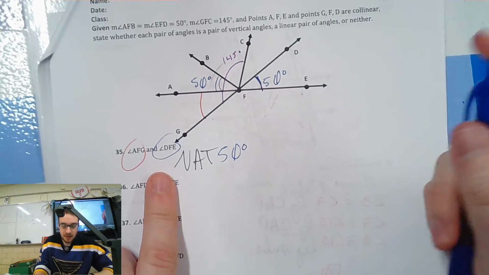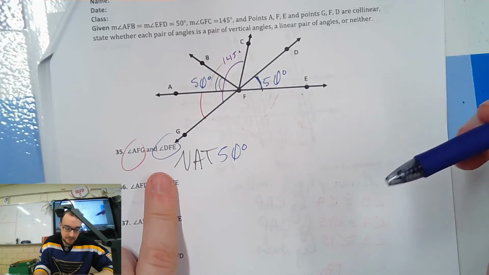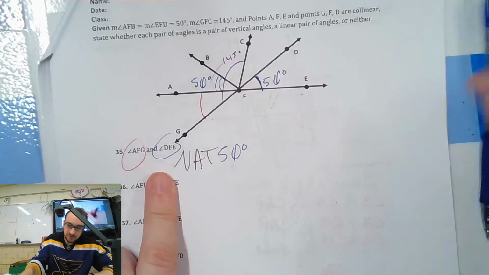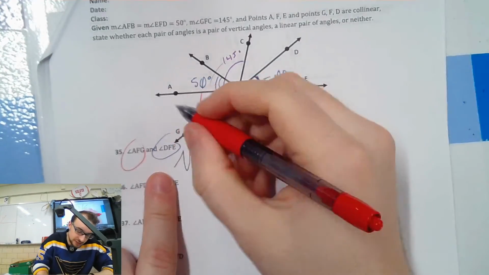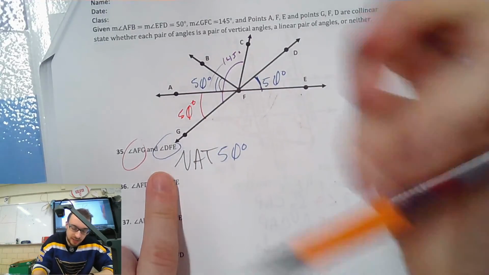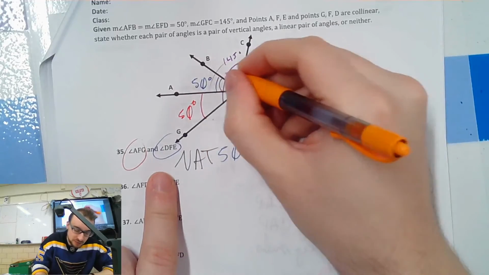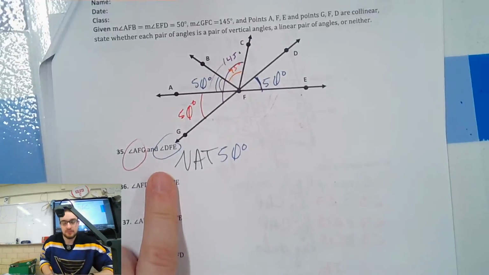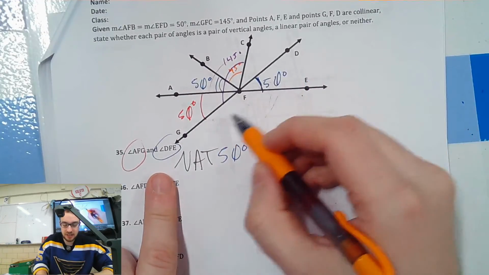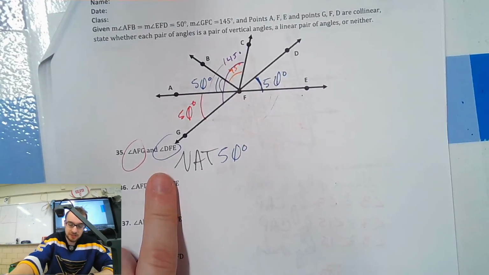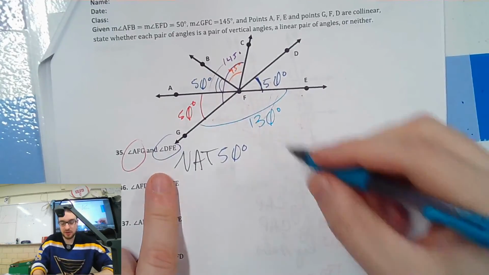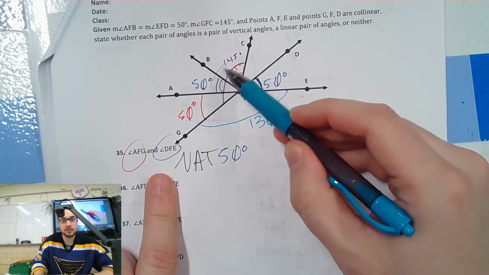That's a big key. Another thing is that this whole thing's 145. I know this is 50, because this is by vertical. And then I know this angle right here is whatever's left over, because that's 50-50, so this must be 45. This right here is a linear pair, so 50 in this guy, so this must be 130.